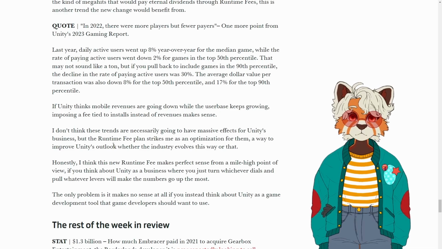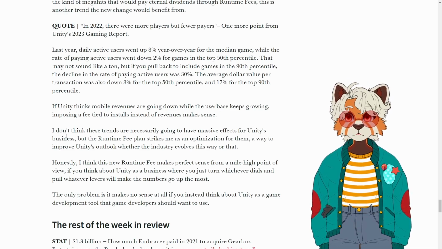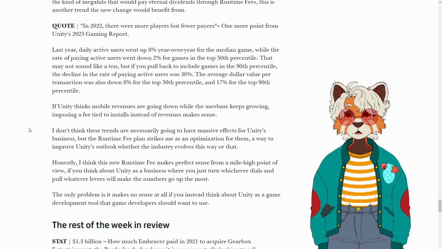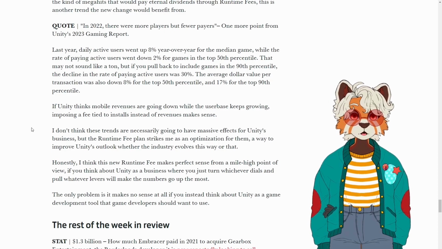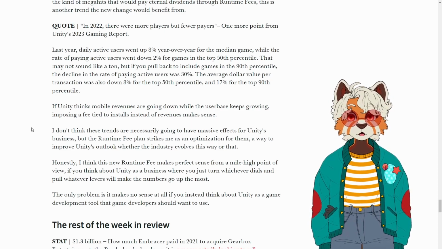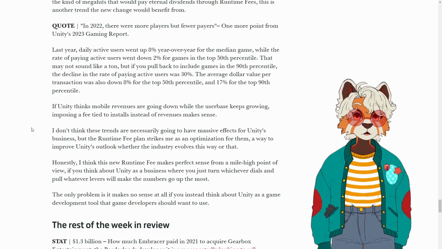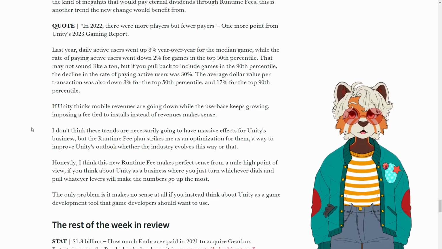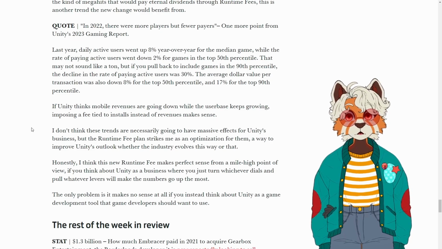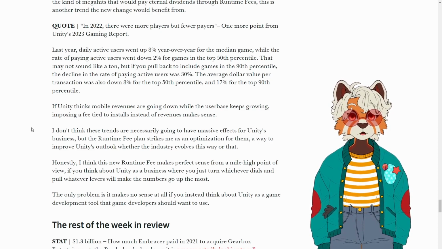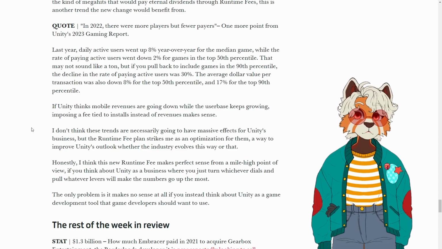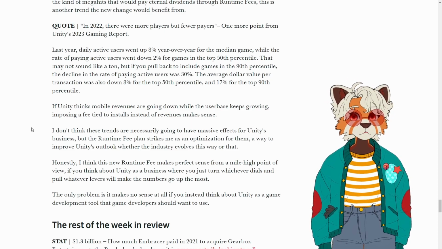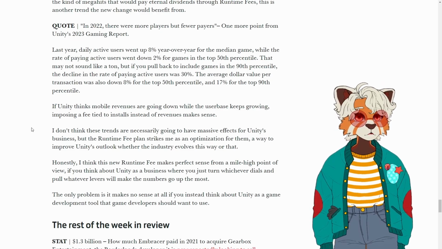I'm just going to finish off this article before I offer a few more of my own thoughts. So, I don't think these trends are necessarily going to have a massive effect on Unity's business, but the runtime fee plan strikes me as an optimization for them. A way to improve Unity's outlook whether the industry evolves this way or that. Honestly, I think this new runtime fee makes perfect sense from a mile-high point of view. Think of Unity as a business where you just turn whichever dials and pull whatever levers make the numbers go up the most.